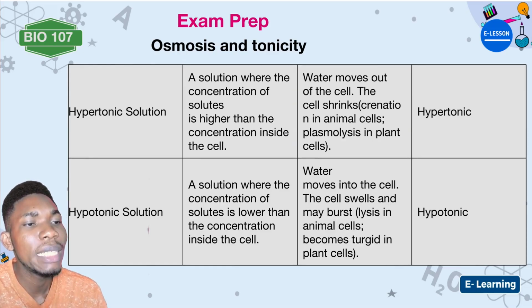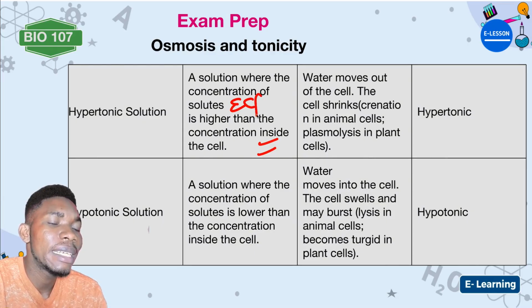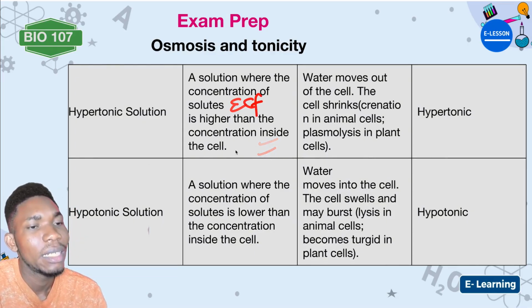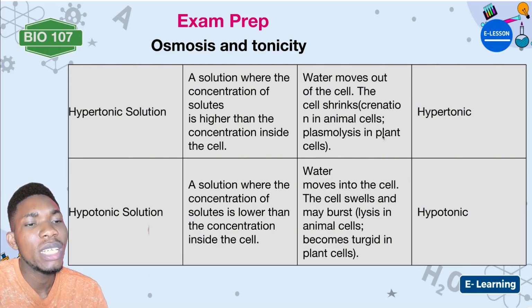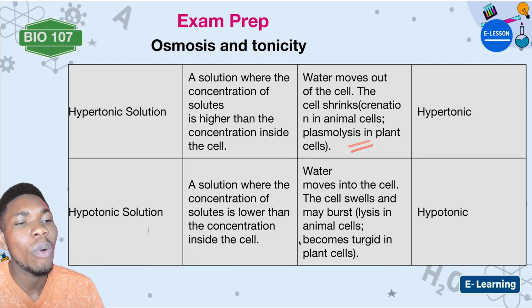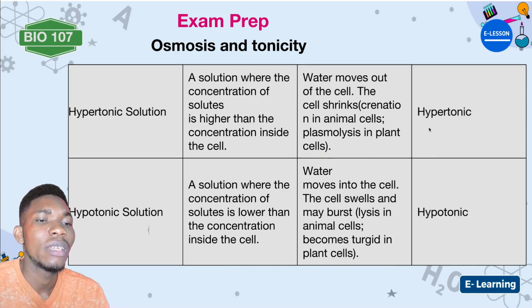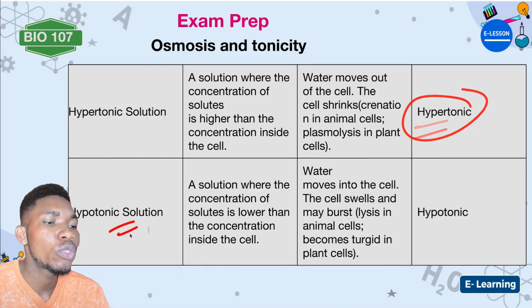Then we have another one, hypertonic solution. A solution where the concentration of the solute is higher than the concentration inside of the cell. The concentration outside in the ECF is higher than inside. Then water moves out of the cell. The cell shrinks, which causes crenation in animal cells and plasmolysis in plant cells. We say such a solution is what? Hypertonic.